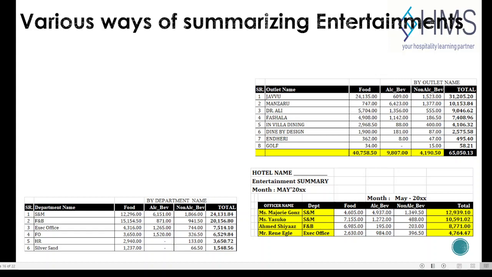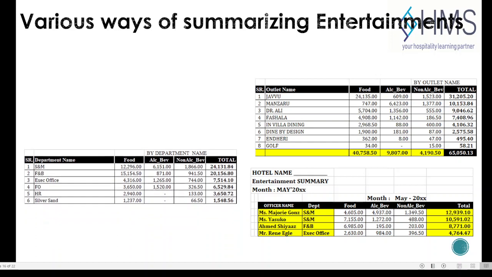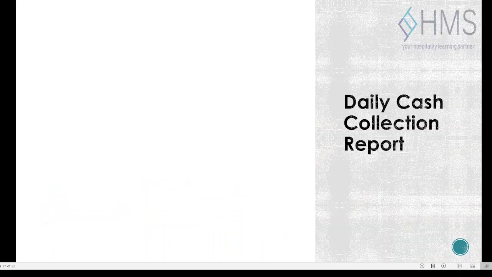Outlet, you can use it for cost allocation, by department for charging to the accounts, by person to give it to the GM or their department head to tell them what they have been using and how it has been used, right? So that's the important thing.